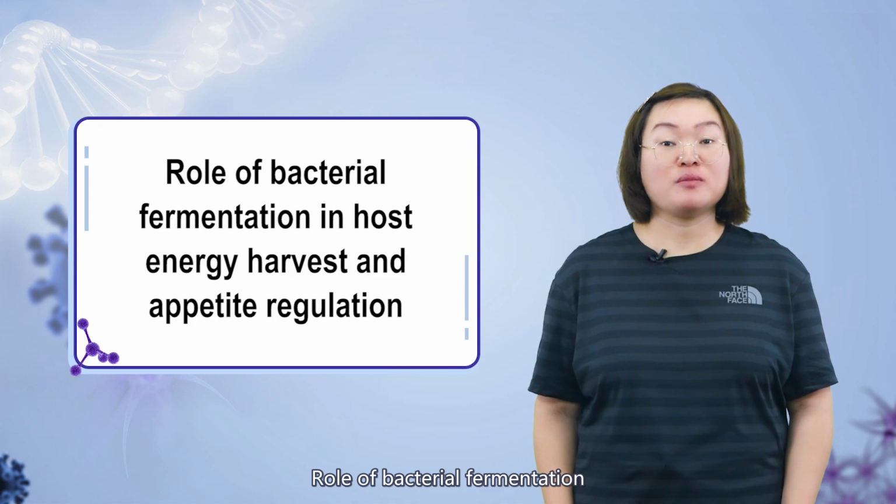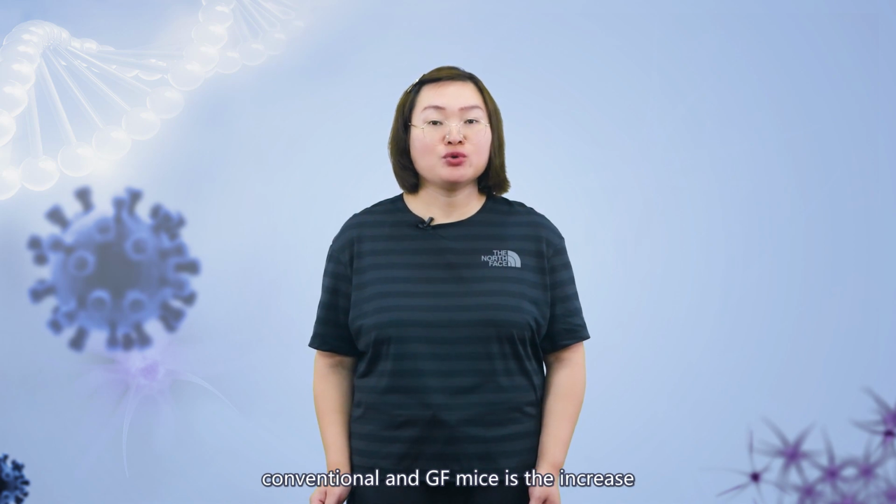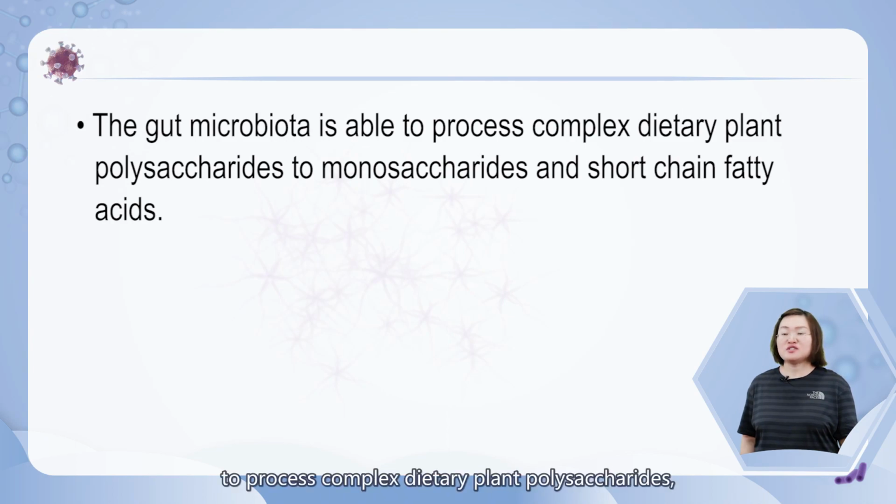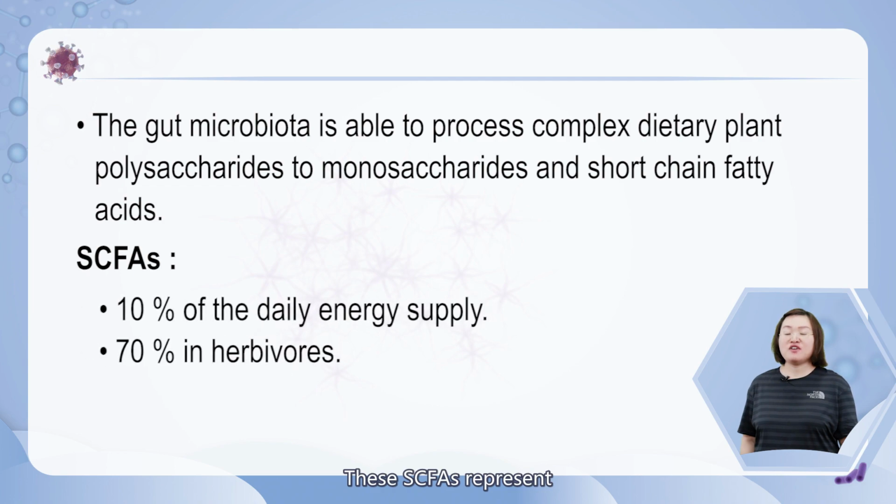So, the role of bacterial fermentation in host energy harvest and appetite regulation. An important mechanism that can explain differences in body fat between conventional and GF mice is the increase in energy harvest from the food due to the fermentation of the gut microbiota. The gut microbiota is able to process complex dietary plant polysaccharides, otherwise inaccessible to humans, to monosaccharides and short-chain fatty acids, principally acetate, propionate, and butyrate. These short-chain fatty acids represent an important energy source for our body as they can provide approximately 10% of the daily energy supply in omnivores and up to 80% in herbivores.